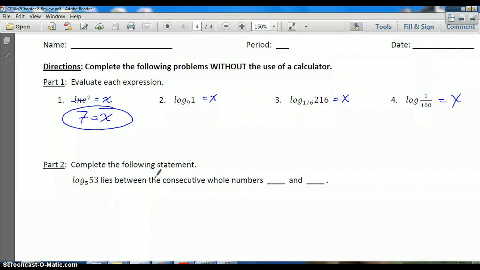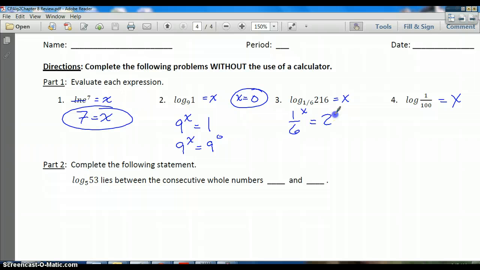You should know this. This one's 9 to the x equals 1. So basically 9 to the x equals 9 to the 0. So this guy is x equals 0. That one, by definition, you should know. Anything to the 0 power is 1. 1/6 to the x equals 216. So I'm going to write this one as 6 to the negative 1. And I'm going to write this guy as 6 cubed. So you can see here we have negative x equals 3. So x is equal to negative 3.